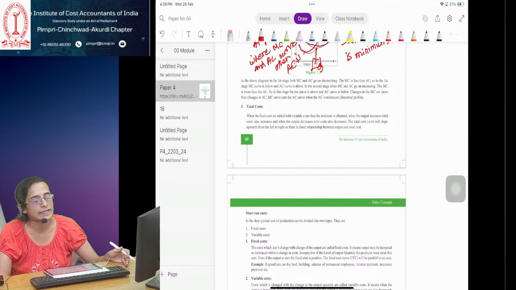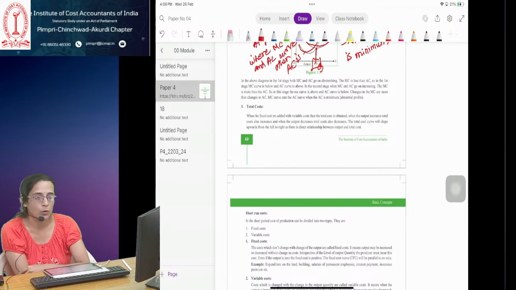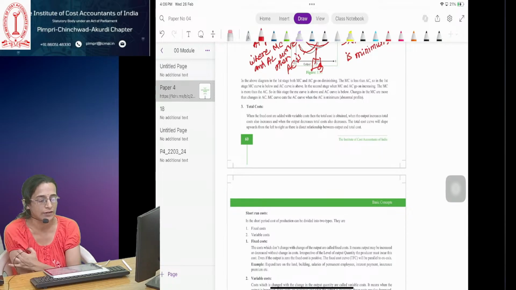So now we will discuss total cost. What we saw in the table, how will we derive total cost? Total fixed cost plus total variable cost is the total cost, or adding up all the costs of units produced will give us the total cost. But one thing, will the total cost change with reference to total fixed cost or total variable cost? What will drive the total cost?